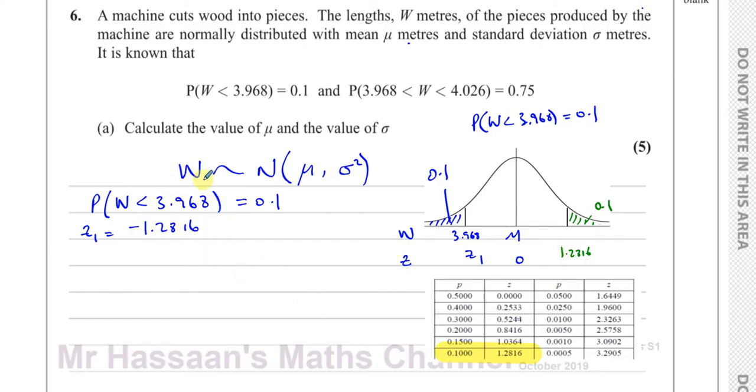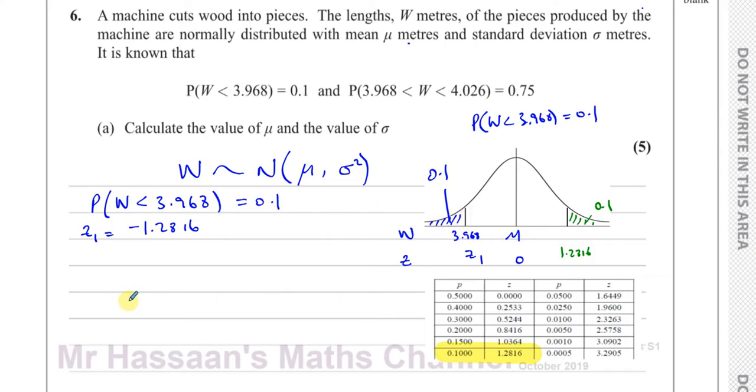If it said the probability that W is less than 3.968 is equal to 0.9, then that would be the answer. Or if it said the probability that W is greater than 3.968 is 0.1, then Z would be 1.2816. But here it's less than, and this value is 0.1, so it's this small area over here.